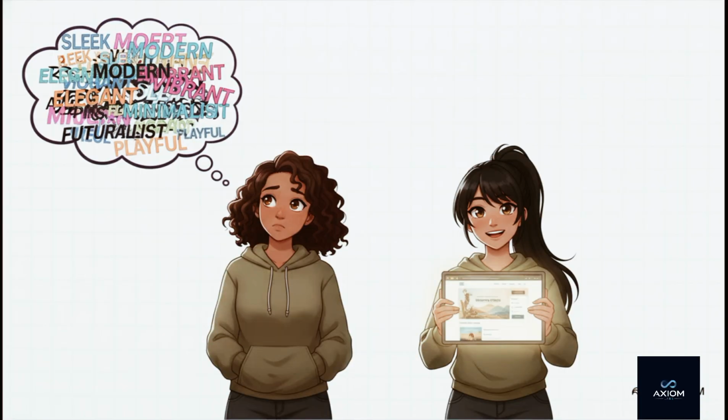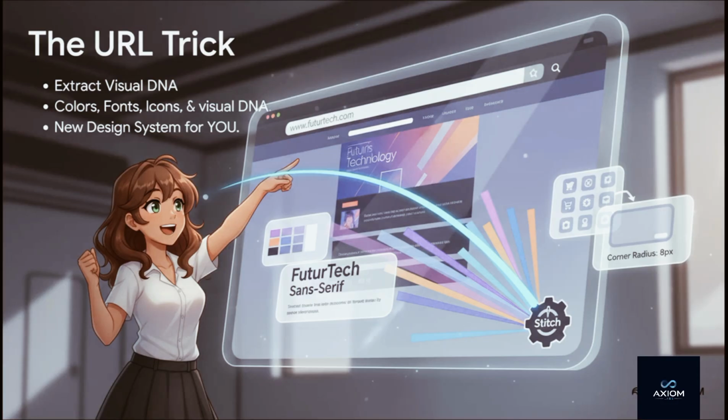What if you can't describe the vibe you're going for? Well, this is where things get truly magical. You don't have to describe it, you can just show it. Check this out. It's called the URL trick. All you do is find a website with a look and feel that you absolutely love. You copy its URL, paste it right into Stitch, and the AI literally goes and reads the entire site. It extracts the visual DNA. We're talking colors, fonts, icons, even how round the corners of the buttons are, and it builds a brand new, custom design system just for you.